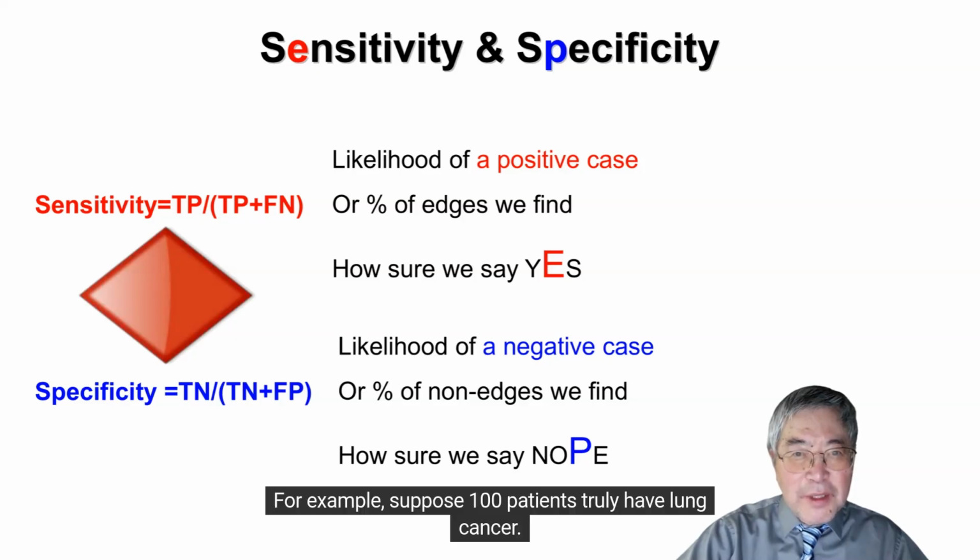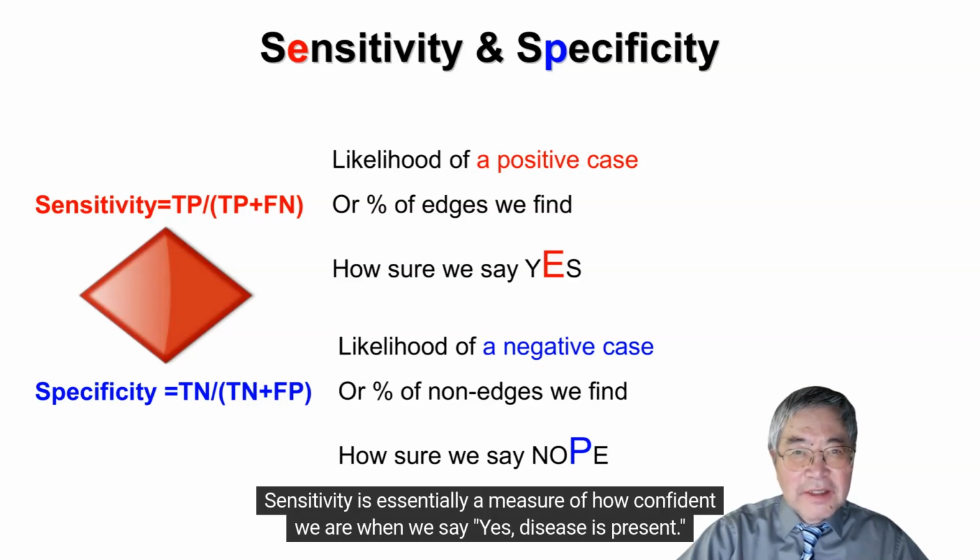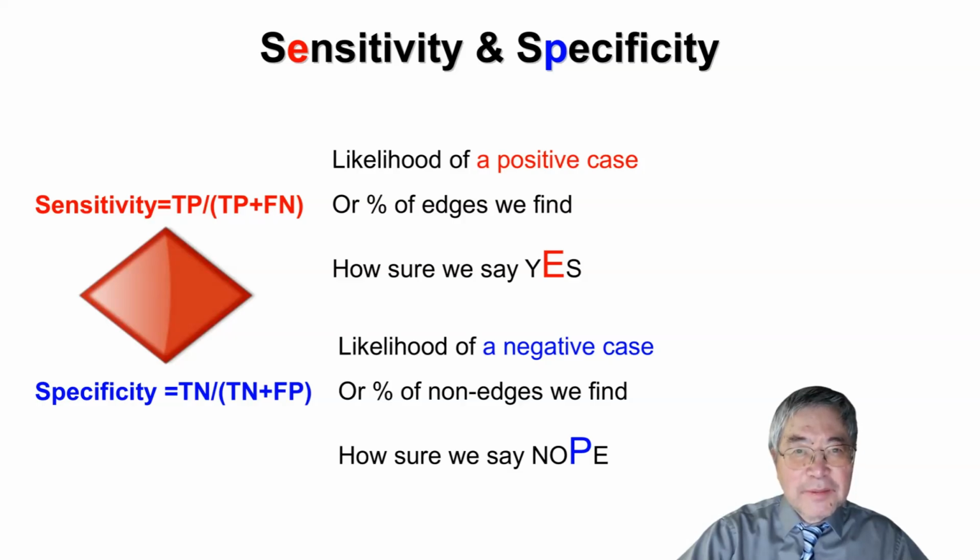For example, suppose 100 patients truly have lung cancer. If our system correctly detects 50 of them but misses the other 50, then the sensitivity is 50%. Sensitivity is essentially a measure of how confident we are when we say, yes, disease is present.